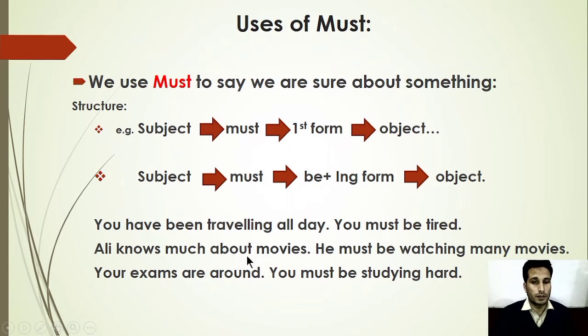Ali knows much about movies. He must be watching many movies. Okay, so for example, if he knows much about movies, definitely he must be watching many movies. Your exams are around. You must be studying hard. Okay, so that is how we can use it in two different structures. One is with must plus first form, and one is with must plus be plus ing form.